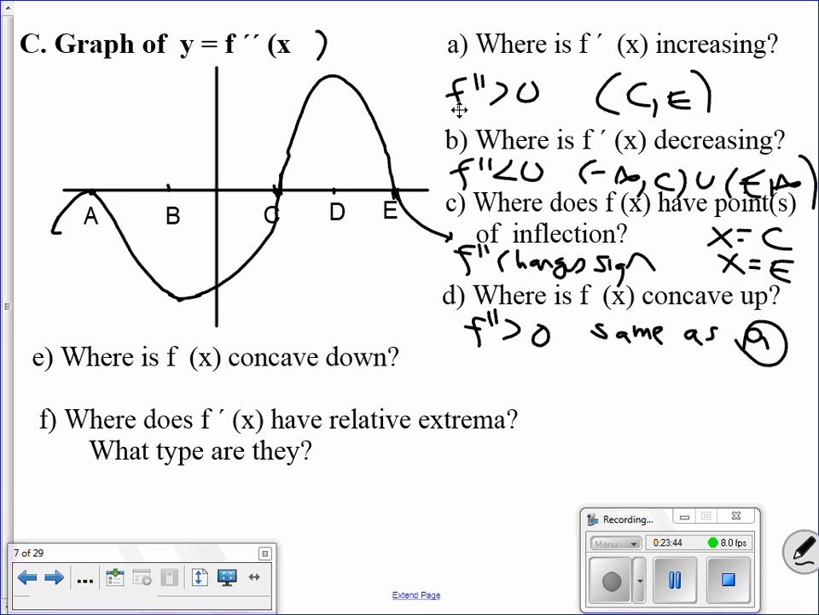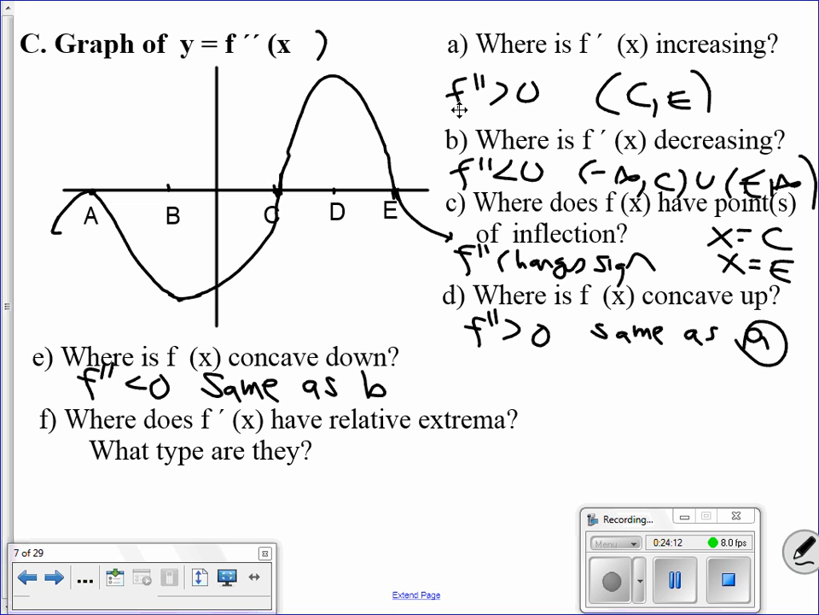You see that, guys? When we answer where is the first derivative increasing, that's the same as where is the function concave up. Where is the function concave down? That's when the second derivative is negative. Did we answer this one? Same as B. You need to do that again.